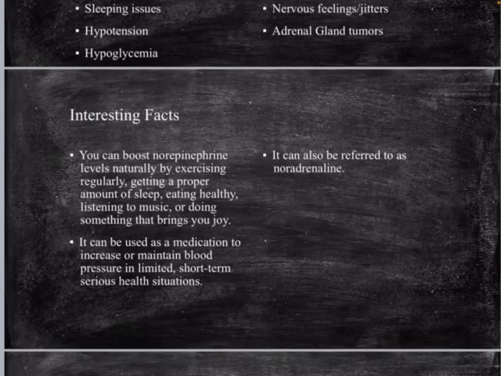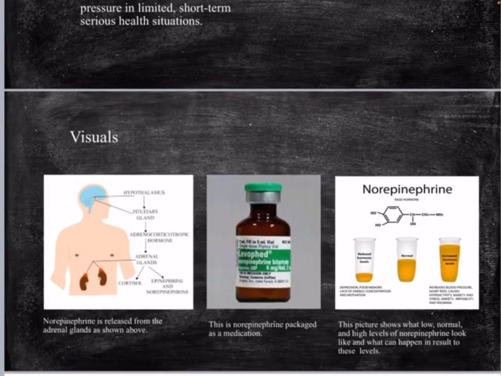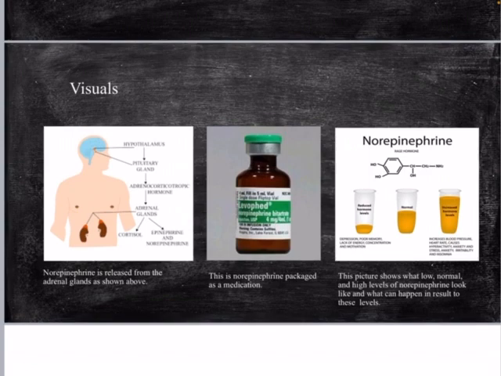Some interesting facts include: you can boost norepinephrine levels naturally by exercising regularly, getting a proper amount of sleep, eating healthy, listening to music, or doing things that simply bring you joy. It can be used as a medication to increase or maintain blood pressure for short-term serious health situations. It can also be referred to as noradrenaline. Visuals: I have a picture of the adrenal glands where norepinephrine is released from, and above is norepinephrine packaged as a medicine, and then a picture that shows what normal, low, and high levels of norepinephrine can look like.